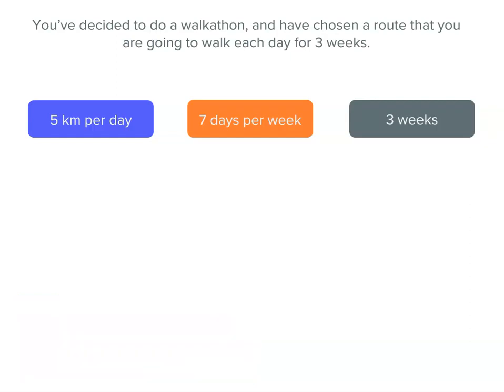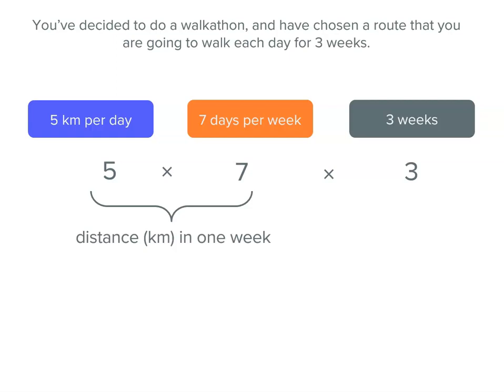So we've actually got a multiplication problem. We've got 5 per day times 7 days per week times 3, because there are 3 weeks. So we could solve that like this. 5 times 7 is 35. So that's the distance in kilometres in 1 week. 5 kilometres for 1 day, so over 7 days you'll walk 35 kilometres.